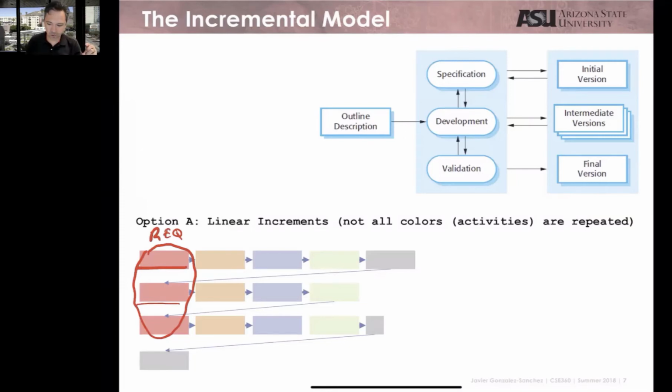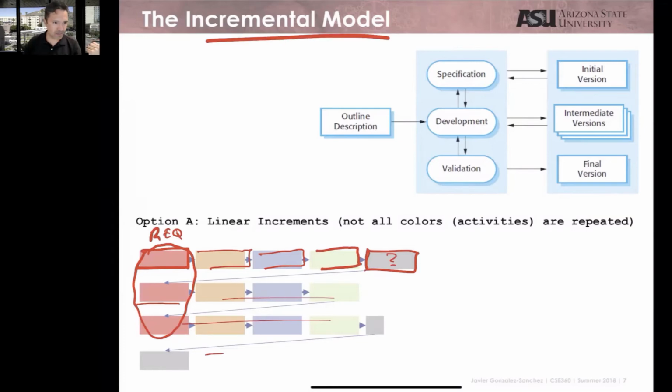So we can do a little bit of requirements, and with that, a little bit of planning, a little bit of design, program something, test something, and we have this deployment of a beta version or some kind of preview of the final product. And we do that several times, as many times as needed. And what we have is an incremental model.